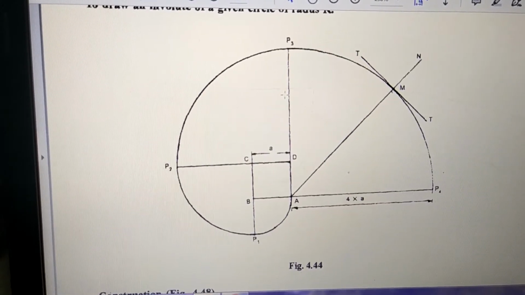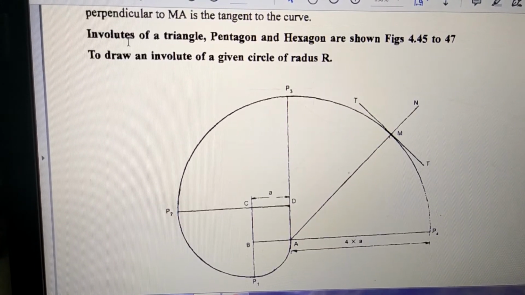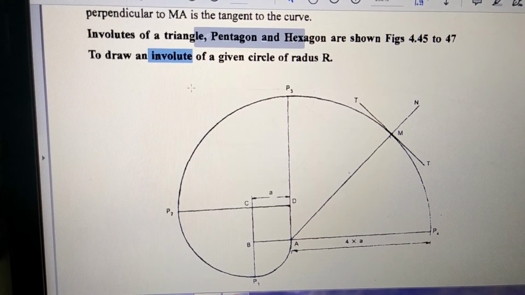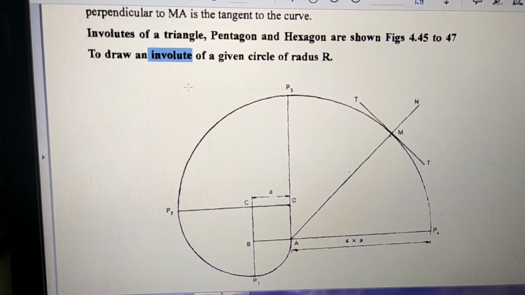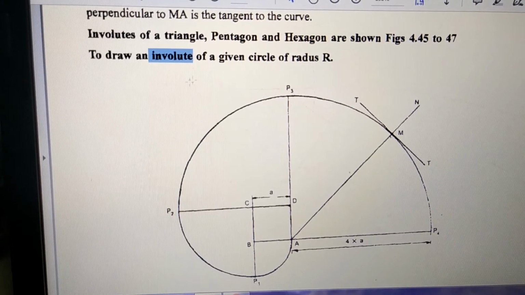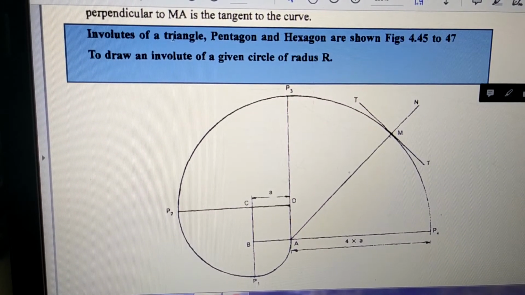Now the next exercise is to draw involute curve. Try to see this word, involute. Now we are going to learn to draw involute curve. Now what is involute curve? These involute curves are drawn for triangles, for square, for pentagon, for hexagon, for circle. So you can read here, draw involute for a triangle, for pentagon, for hexagon, for circle.